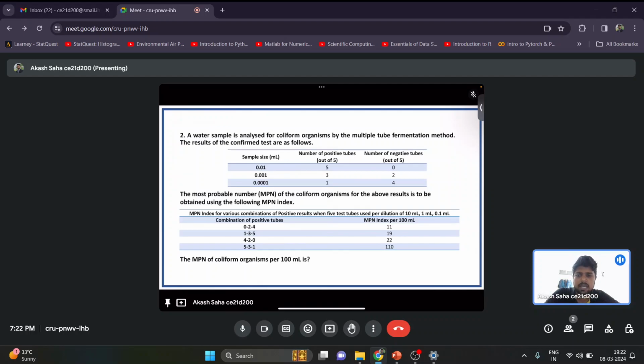Now we have to calculate the MPN, that is the most probable number of coliforms per 100 mL. To solve this problem, we also need the MPN table. An excerpt of the MPN table is given here. So possible combinations of positive tubes are given, and the MPN index per 100 mL is also given. Most of the time we have to solve it with the help of the MPN table. Okay, so this is the overall question. Please pause it once again and then we will discuss how to solve this problem.